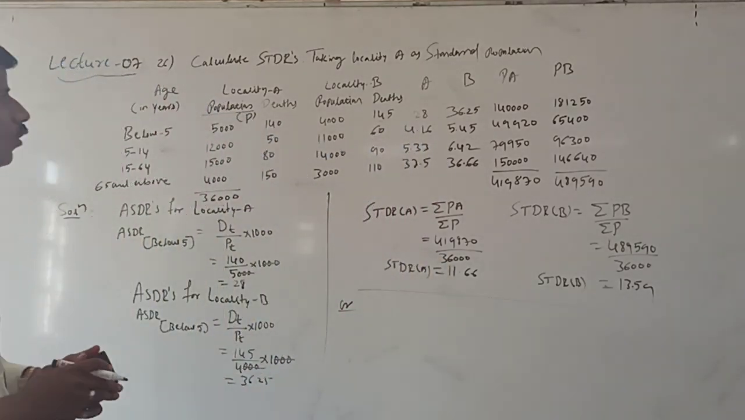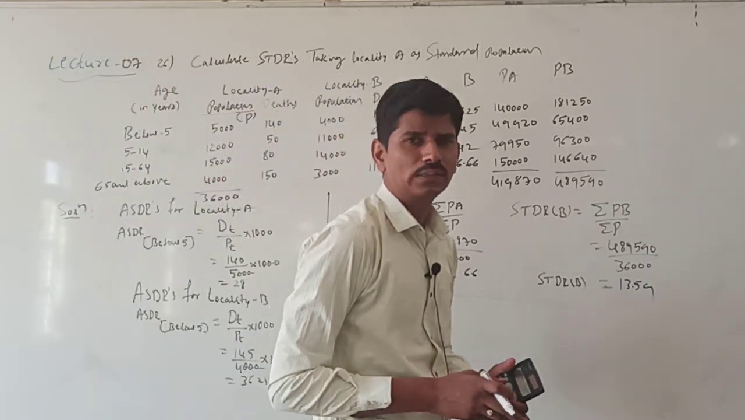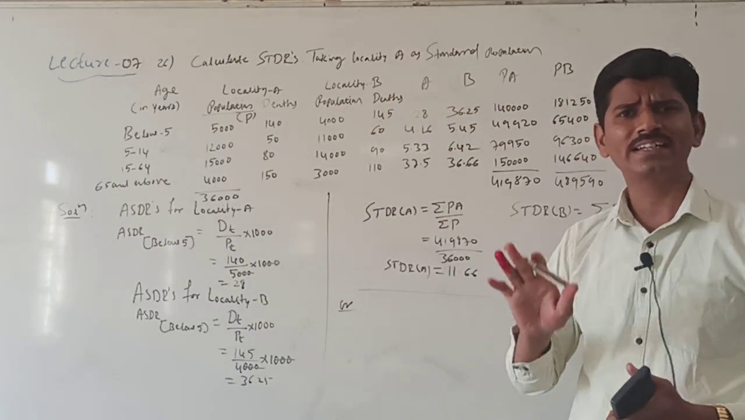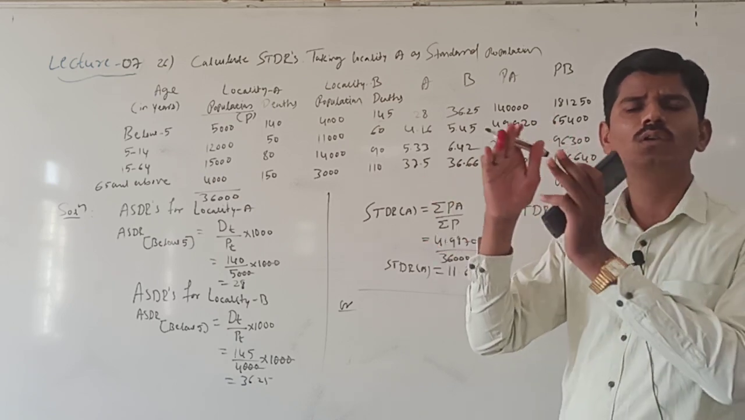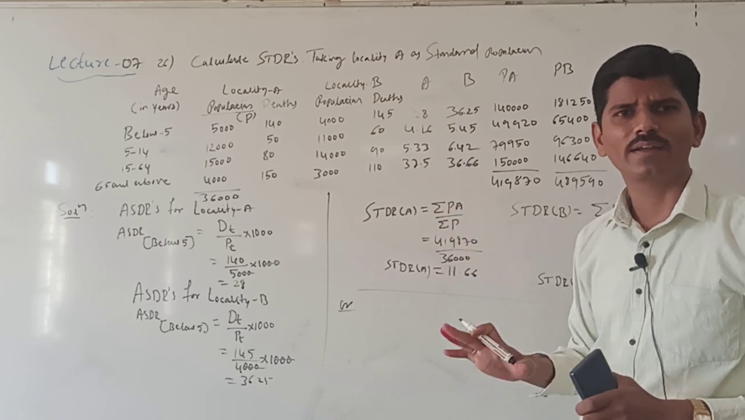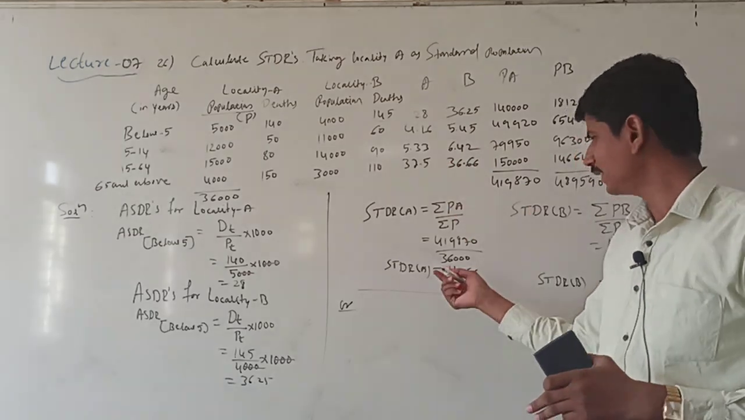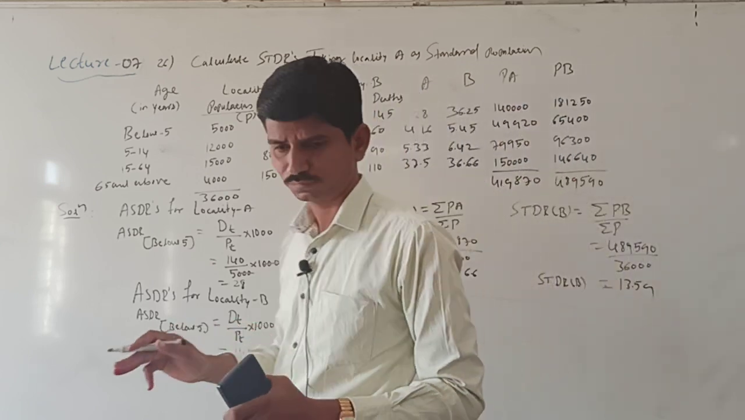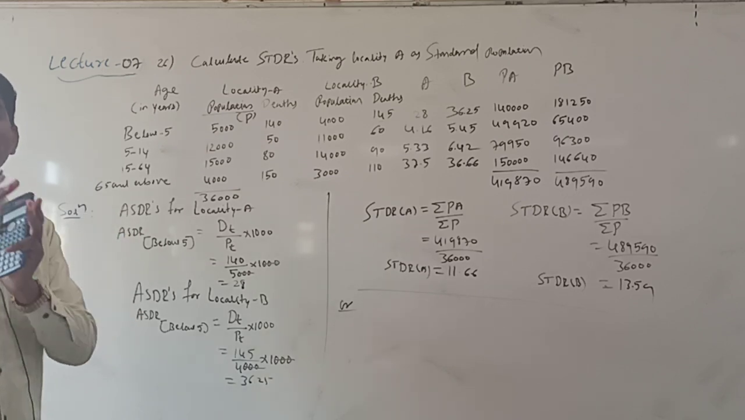Suppose taking locality A as a standard population or locality B as a standard population, then there is no need to calculate STDR for A and STDR for B. Suppose taking locality A as a standard population, then there is no need to calculate STDR for A. Directly, CDR for A equals STDR for A. We have to find CDR for A. Both methods will give the same answer, that is 11.66. Suppose taking locality B as a standard population, then there is no need to calculate STDR for B. Only you have to calculate STDR for A and CDR for B.